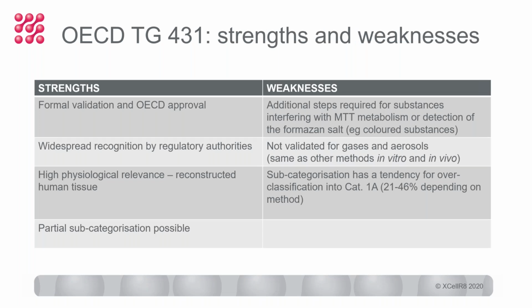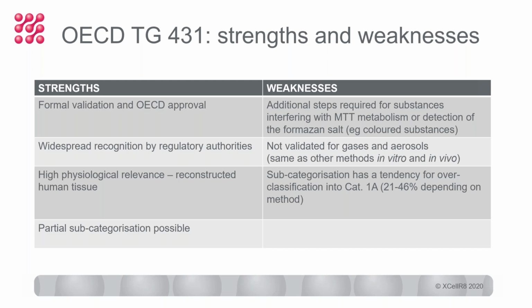Now, if we just consider the strengths and weaknesses of this model, the strengths are certainly that this is a model that's been around for a long time, for 16 years. There's now a lot of historical data. It has formal validation and OECD approval. It has widespread recognition by regulatory authorities around the world. And it's very highly relevant physiologically using reconstructed human tissue. And also knowing that the partial subcategorization is possible, that's a distinct advantage.